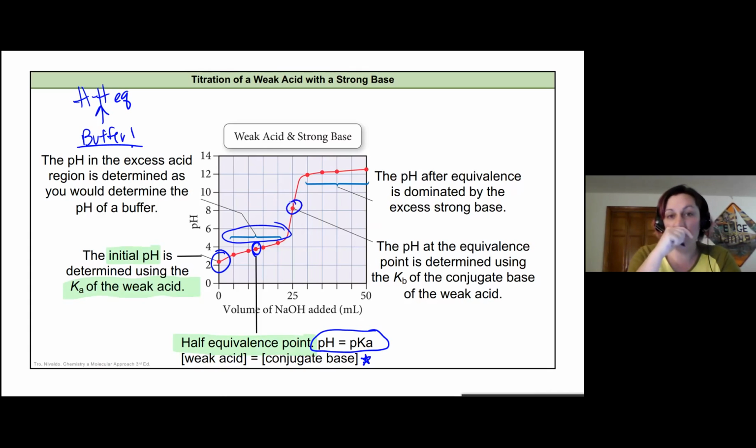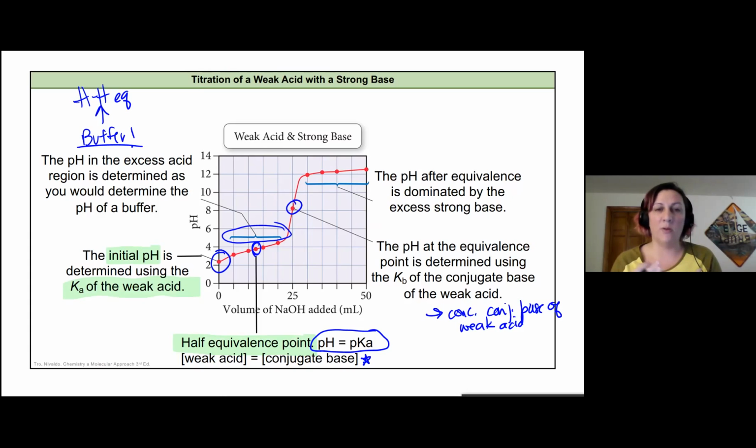Moving on, our equivalence point pH. We've already done an example of how to do this, but it's going to require a bit of work. It's going to require learning what the concentration of the conjugate base of the weak acid is. If we were doing a weak base with a strong acid, we would find out the conjugate acid of the weak base. So whichever one is the weak one, we're going to figure out that concentration at the equivalence point.